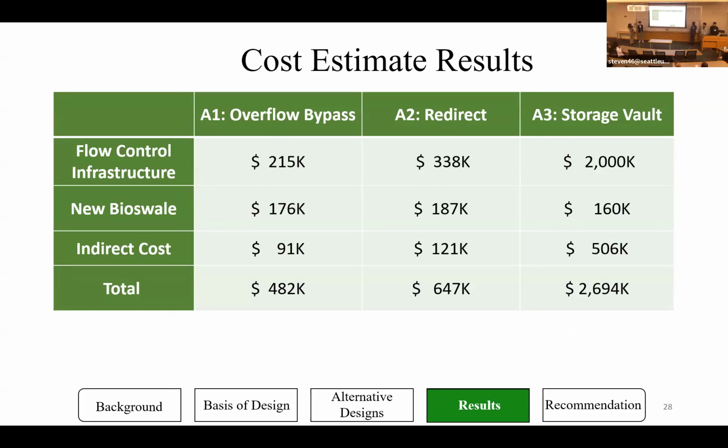And lastly is the total row. As you can see, the storage vault is the most expensive option, while the overflow bypass is the least expensive option.